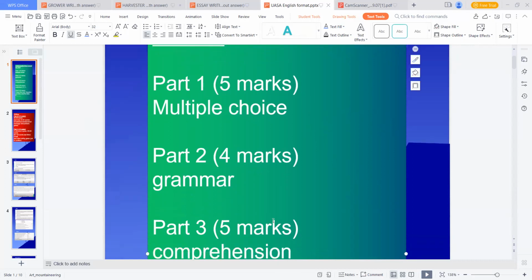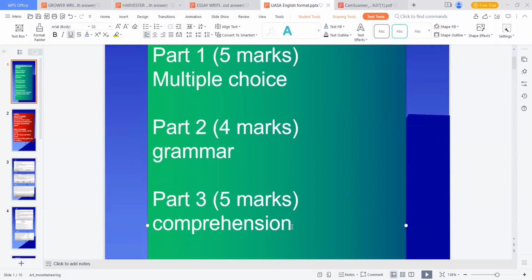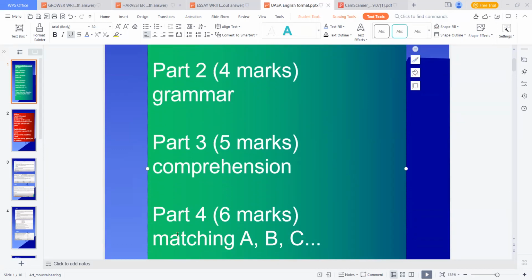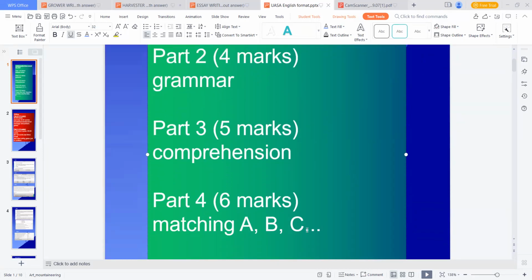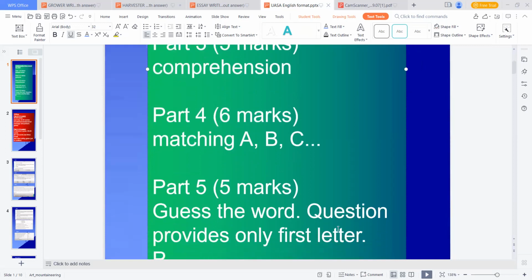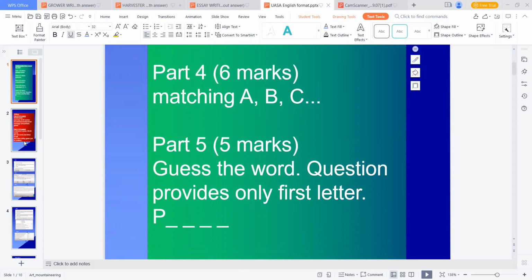And part 3 is also 5 marks. These are comprehension, the reading part. And part 4 is 6 marks, matching A, B, C, etc. Part 5 is 5 marks. Meaning you guess the word. The question provides only the first letter, for example P, and then you have to guess the remaining letters. Okay, let's look at the other part.